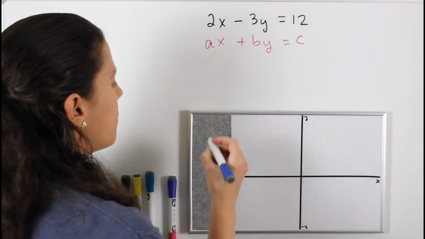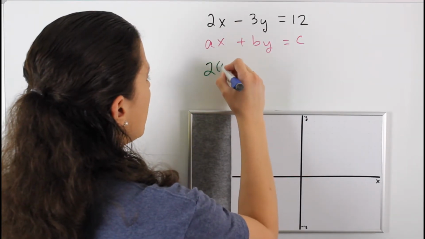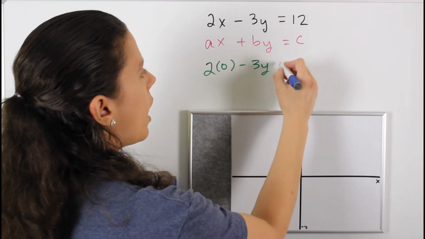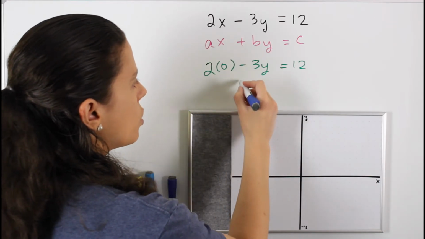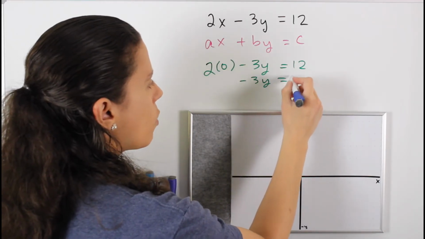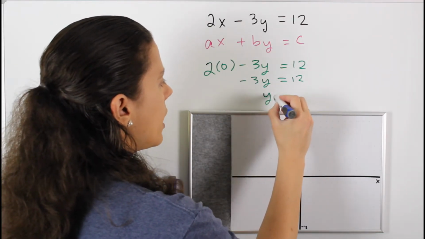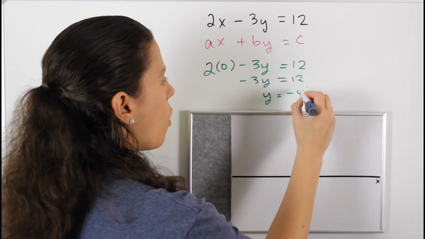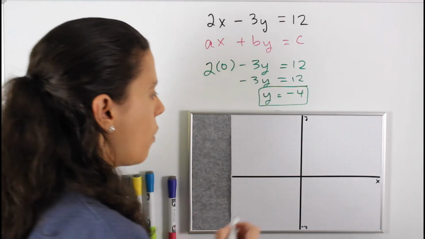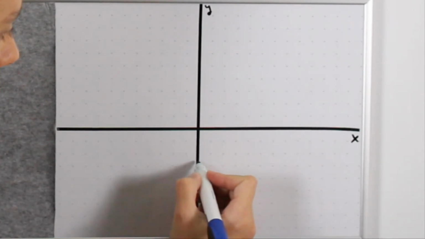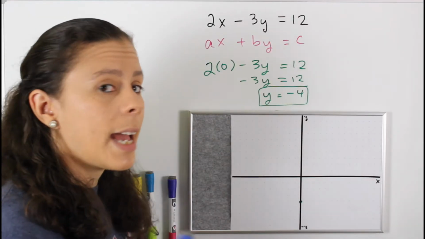So let's do that. Let's make the x equal to 0 to find the y-intercept. So we have 2 times 0 minus 3y is equal to 12. Well, this is going to be 0, so we're just going to be left with -3y equals 12. And if we divide by -3 on both sides, we get that y is equal to -4. That means that our y-intercept is going to be -4. So we find it. 1, 2, 3, 4. Right here.